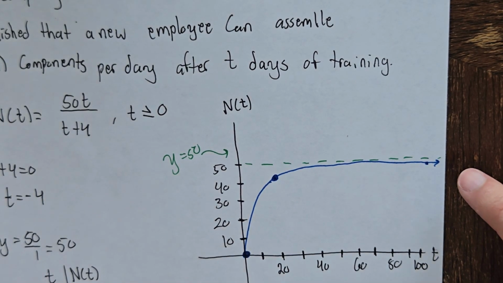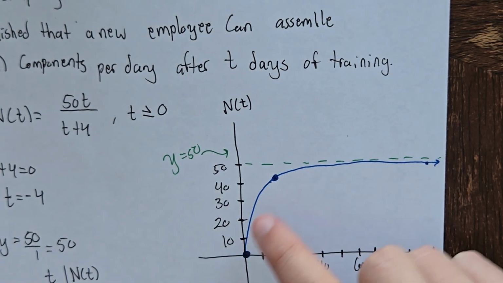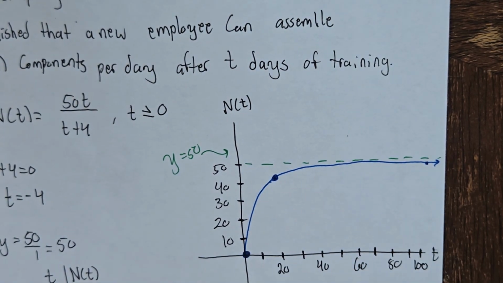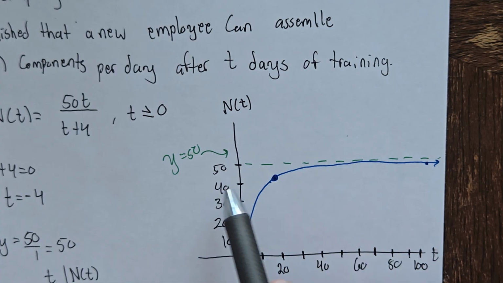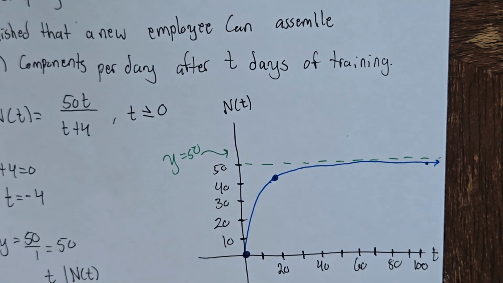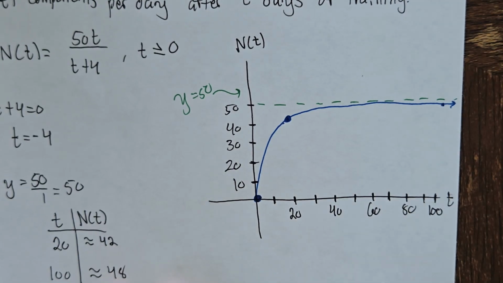Now notice that just because this output is stalling right here doesn't mean that the employees are necessarily doing a bad job. This right here is just the upper bound on what can reasonably be expected of them, even if they've already been, quote unquote, fully trained. And we can make a note of that below. Maybe I'll do it in red.